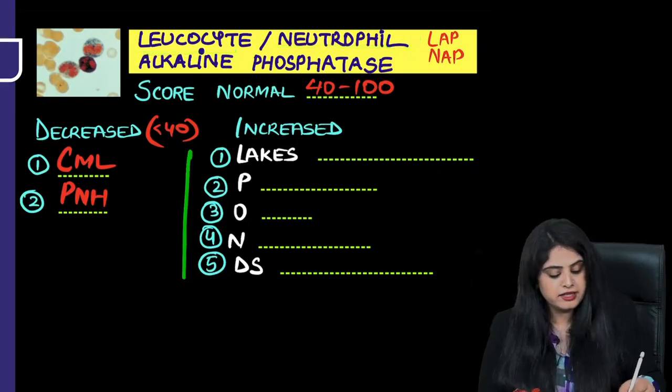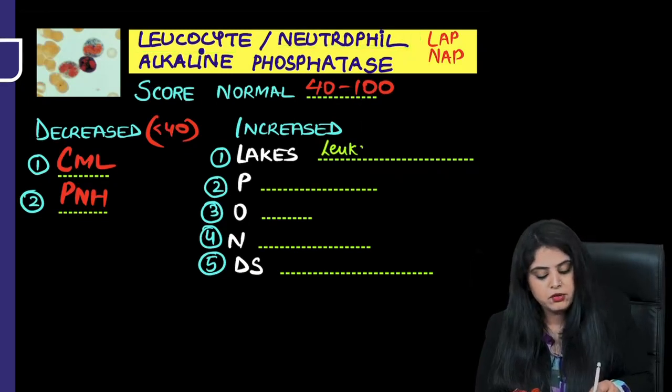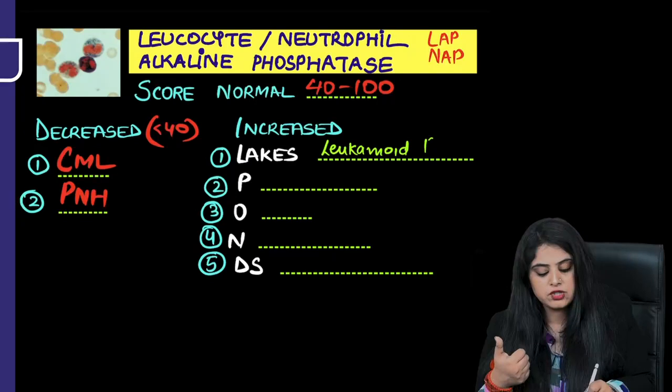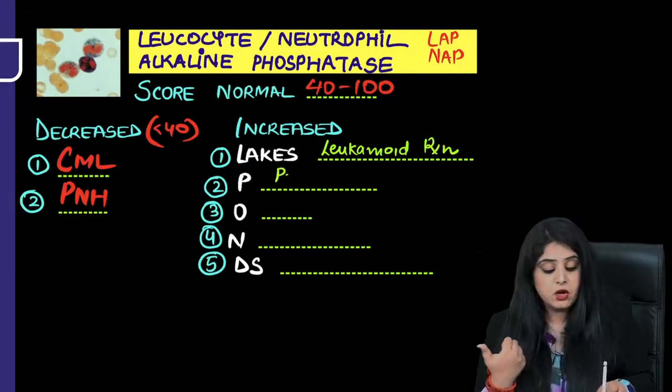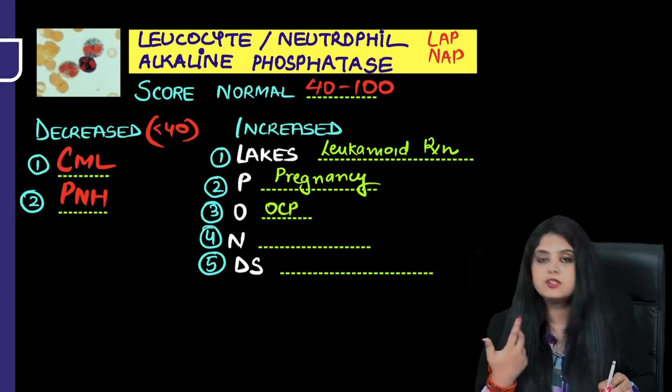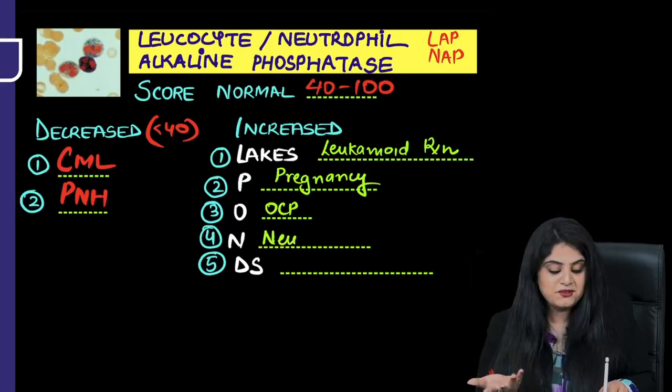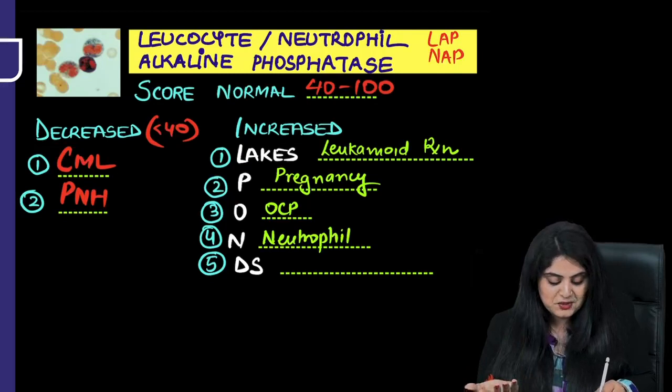So what are the conditions? Lakes and ponds. L stands for leukemoid reaction. In leukemoid reaction, there is an increase in neutrophils. We all know in pregnancy there is an increase in neutrophils. We know OCP usage causes an increase in neutrophils. Neutrophilia is of course an increase in neutrophils.